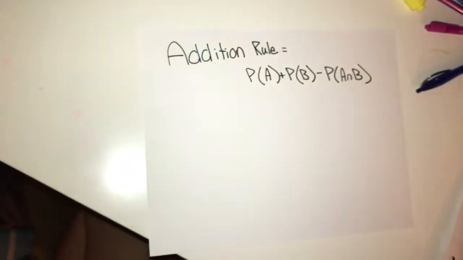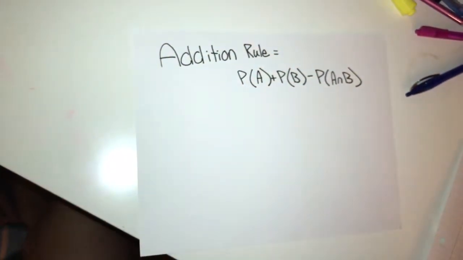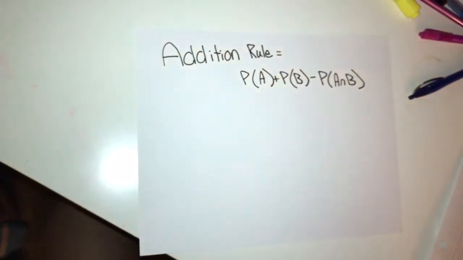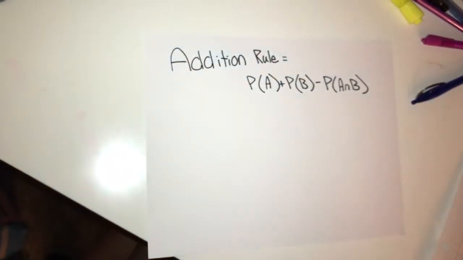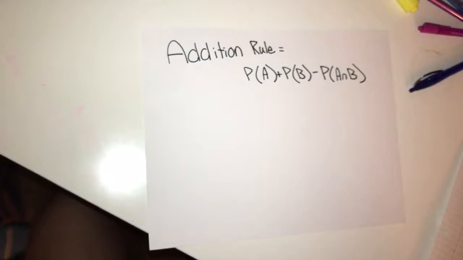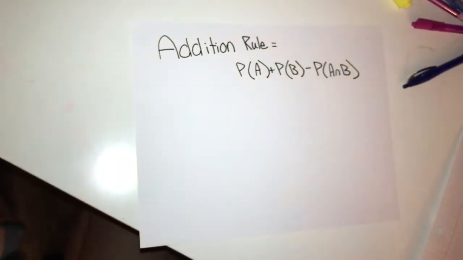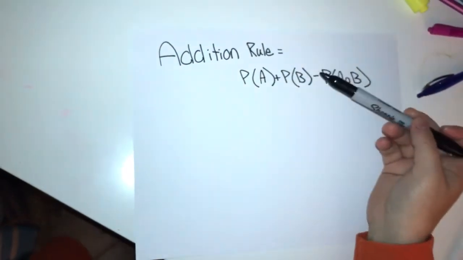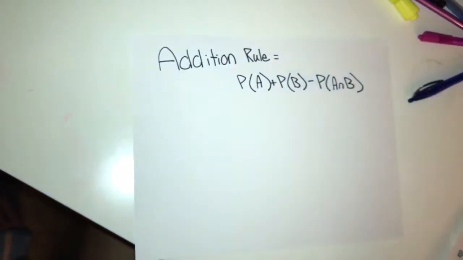Okay, today we'll be doing the addition rule for statistics. Now the addition rule is, if events A and B come from the same sample space, the probability that event A and/or event B occur is equal to the probability that event A occurs plus the probability that event B occurs, minus the probability that both events A and B occur. So this is the formula that we'll be using. Probability of A plus probability of B minus the probability of both events A and B.